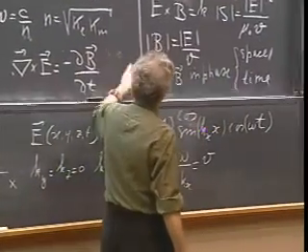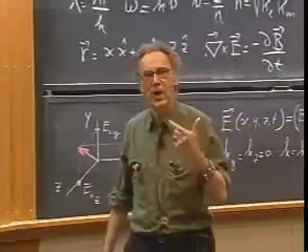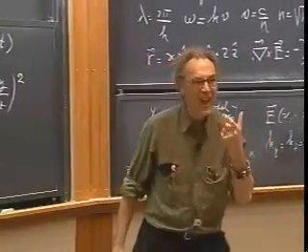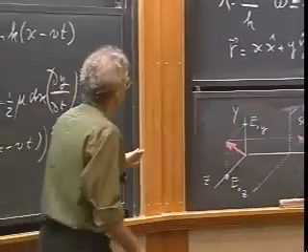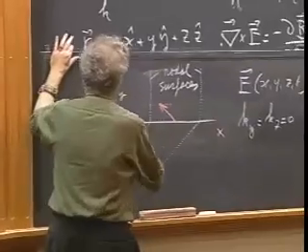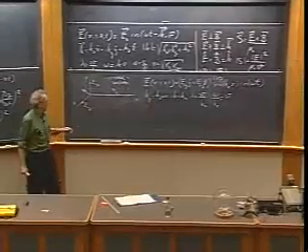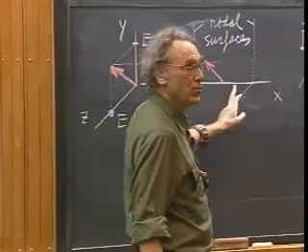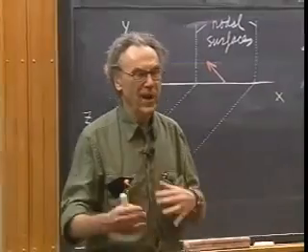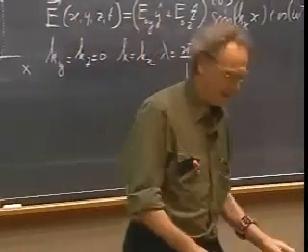But now comes the big surprise. E and B are 90 degrees out of phase in space and time. So if you have here the nodal planes for E, those are the antinodal planes for B. And where you have the antinodal planes for E, you would have the nodal planes for B. So they're 90 degrees out of space and out of time.